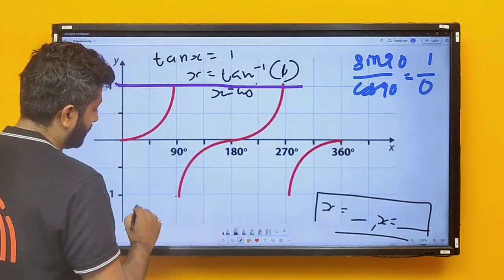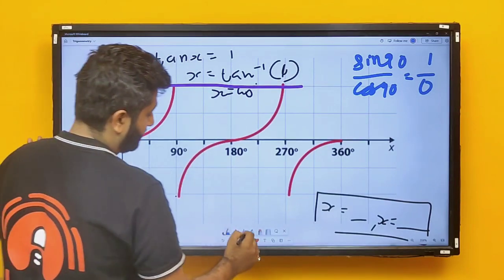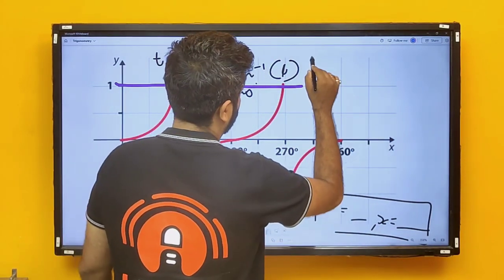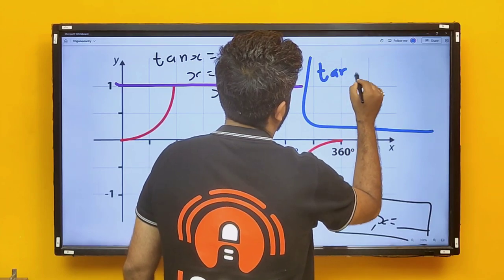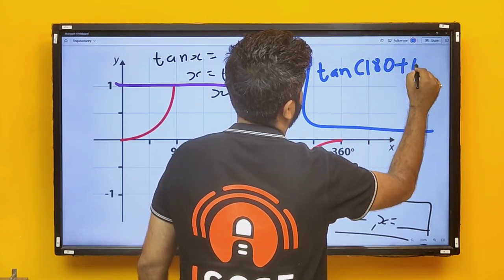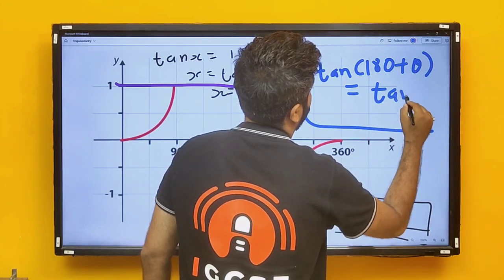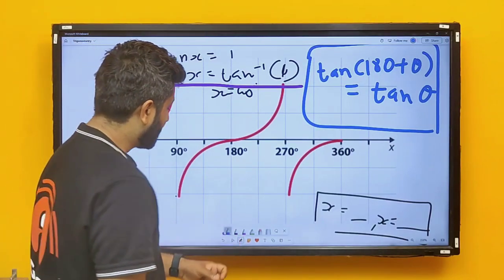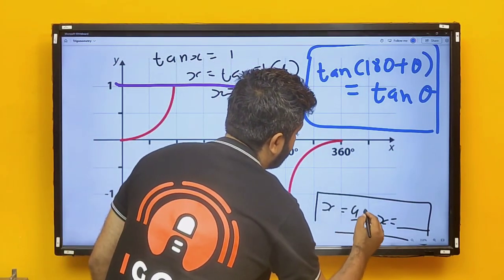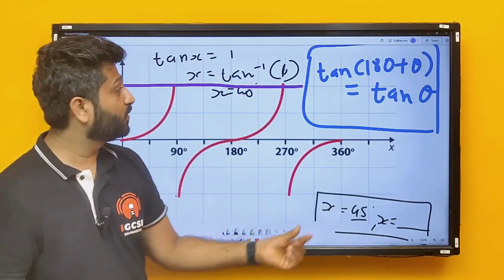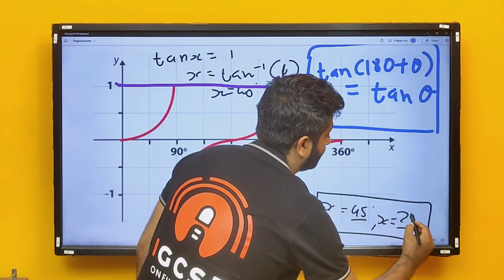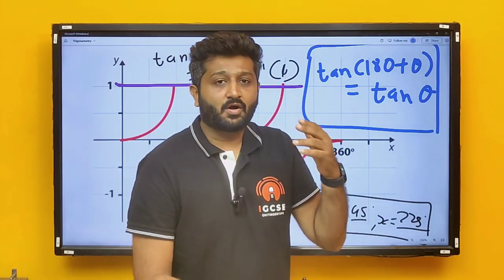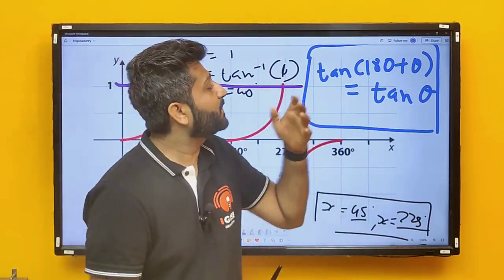So for tan, we have a formula which says tan 180 plus theta equals to tan theta. Tan 180 plus theta equals to tan theta. So if my one angle is 45 degree, then my second angle is going to be 180 plus 45, which is 225 degrees, right?